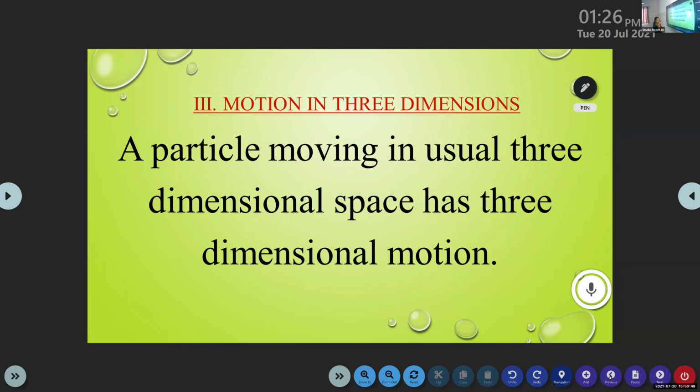Motion in three dimensions. A particle moving in usual three-dimensional space has three-dimensional motion. But some exceptional cases are there. We cannot say all the spatial motions are three-dimensional in nature, especially if the particles are moving through a fixed path. It is not coming under the three-dimensional case. It is coming under the two-dimensional motion.